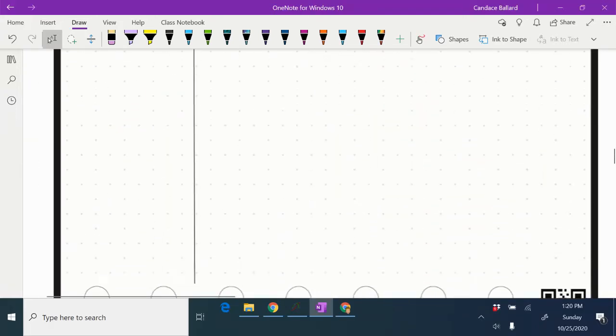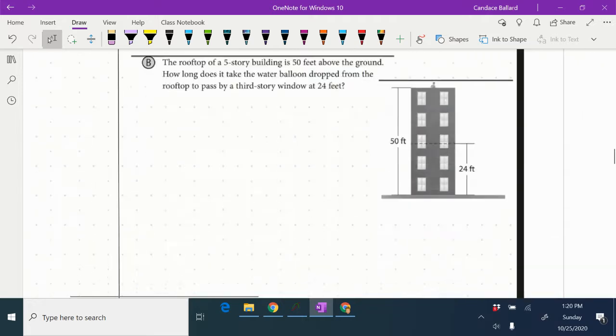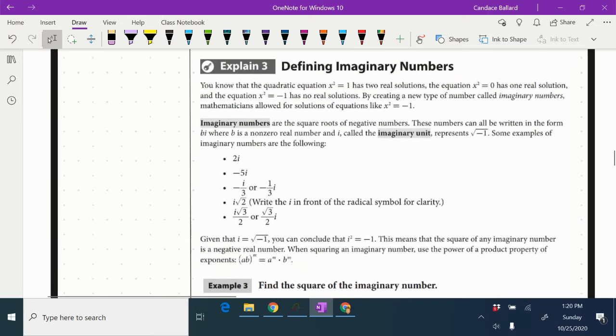We are back in topic 4.3. We are actually going to skip explain 2 this year in the interest of time. We're going to go all the way down to explain 3 right there. We're going to talk about defining imaginary numbers. So this is something that should be completely brand new to you. You've never seen this before.